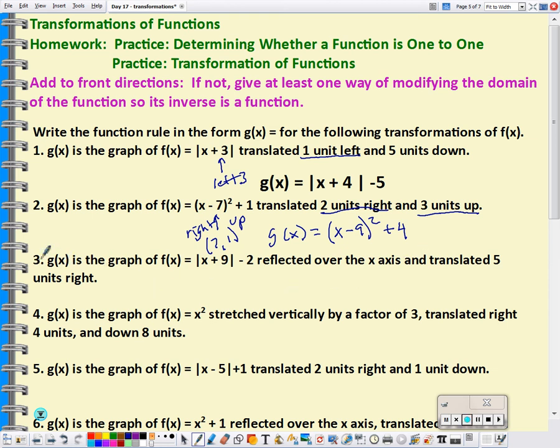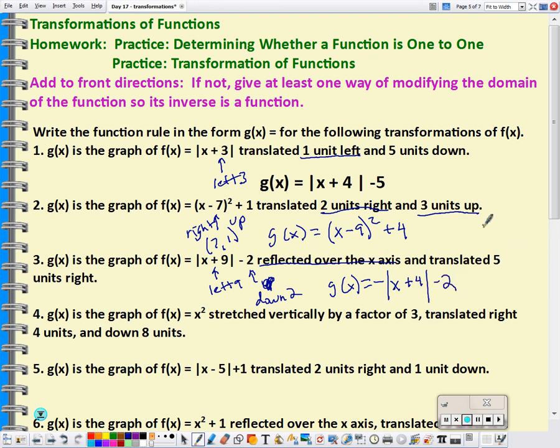We've got number 3, g of x is the graph of f of x equals the absolute value of x plus 9 minus 2. So here we have moved left 9. Here we've moved down 2. So now we are reflecting over the x-axis. So that tells us that the g of x is going to need a negative in front. Okay. And it goes 5 units to the right. Well, think about it. If you are left 9 and we go right 5, now we are left 4. And it's still going to be down 2.